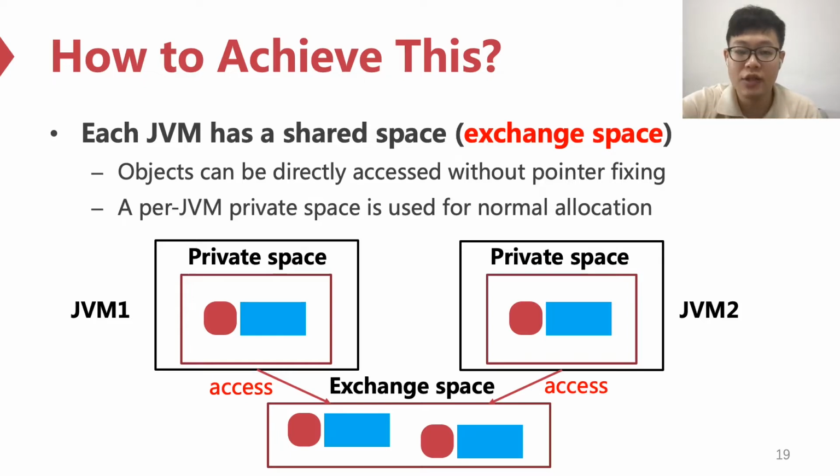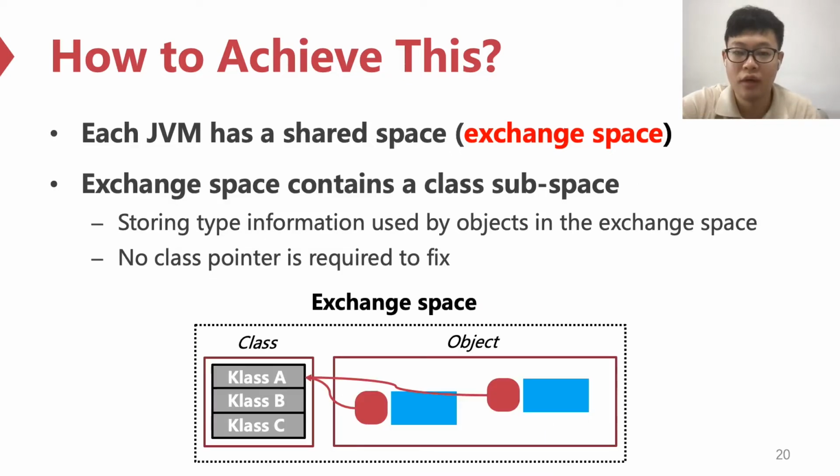Since the exchange space is shared by different JVMs, and all JVMs share the same view on the exchange space, the objects can be directly accessed without pointer fixing when they are stored in the exchange space. Of course, we also use a per-JVM private space, so it can be used for normal allocation when applications do not need communication with other JVMs. Now the exchange space can solve the reference fixing problem.